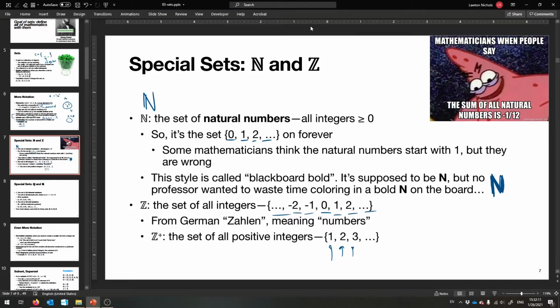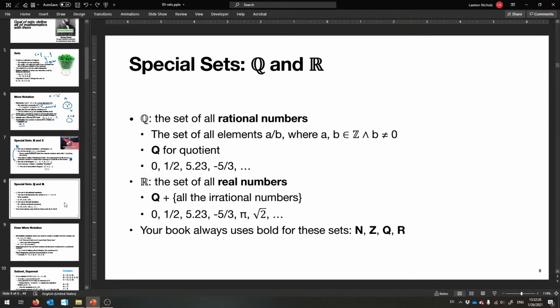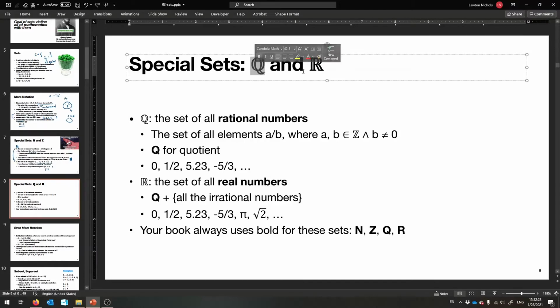Okay, so that is N and Z. You're kind of building Z from N, which is fun to think about. We can go even further. We can extend Z to have even more numbers inside of it, more numbers that we like to use. How about the rationals? So Q stands for the rational numbers, and R stands for the real numbers.